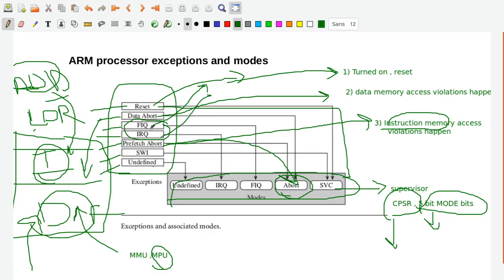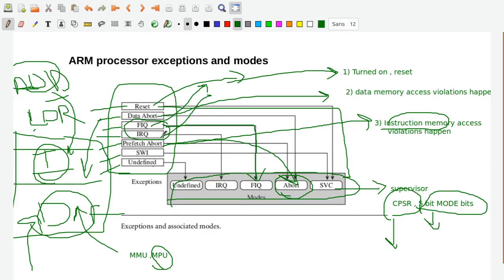FIQ deals with high priority interrupts, IRQ deals with low priority interrupts. So you can observe here, whenever an FIQ exception is thrown, the processor mode in the CPSR changes to the corresponding 5 mode bits. So the processor is in the FIQ mode.